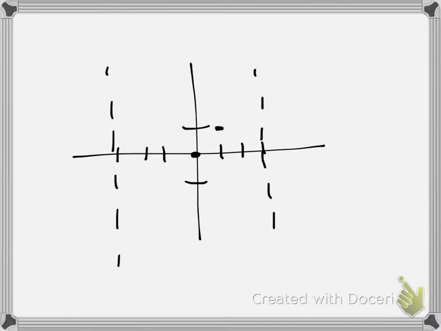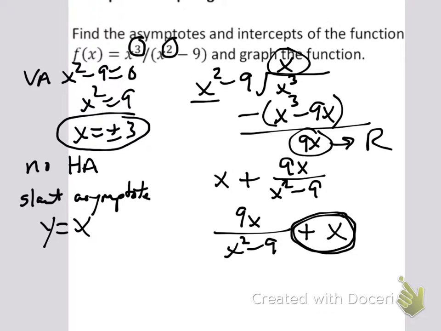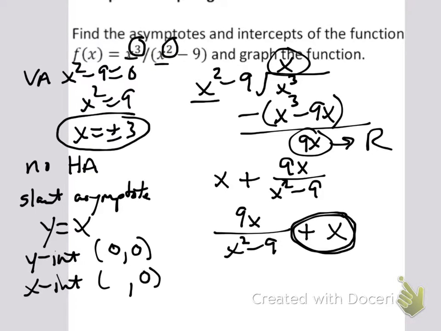Oh, one more thing I have to do. Find the intercepts. So when I find the intercepts, for the y-intercept, let x be 0. So you put 0 in for x. You get 0 divided by negative 9, which is 0. The x-intercept, you let y equal 0.